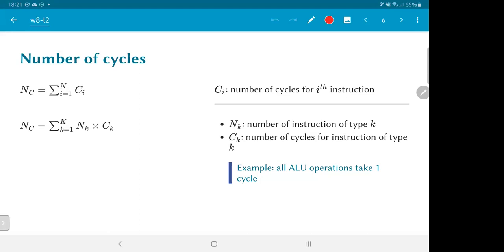Just to clarify, what exactly I mean by capital K in this case is the types of instructions. For example, in our case for the RISC-V ISA, we would have ALU type instructions, load instructions, store instructions, and branch instructions as the most basic types of instructions. In other words, capital K would just be equal to 4. The assumption, of course, that we are going to make over here is that all instructions of type K take the same number of clock cycles. In other words, an example of that is all ALU operations could take one clock cycle.